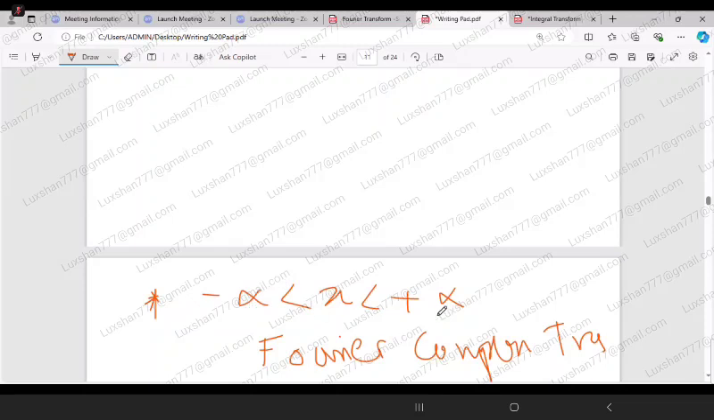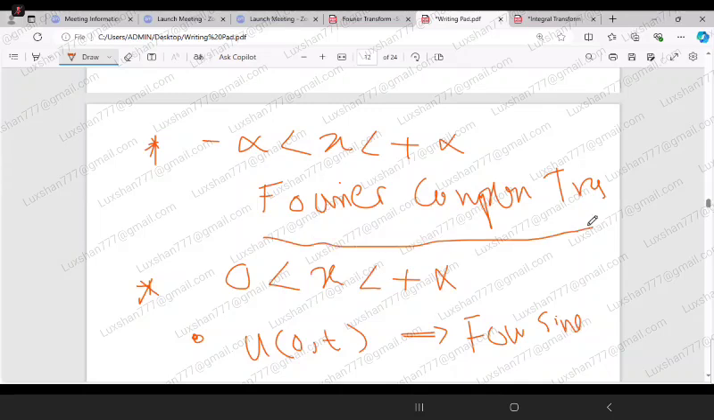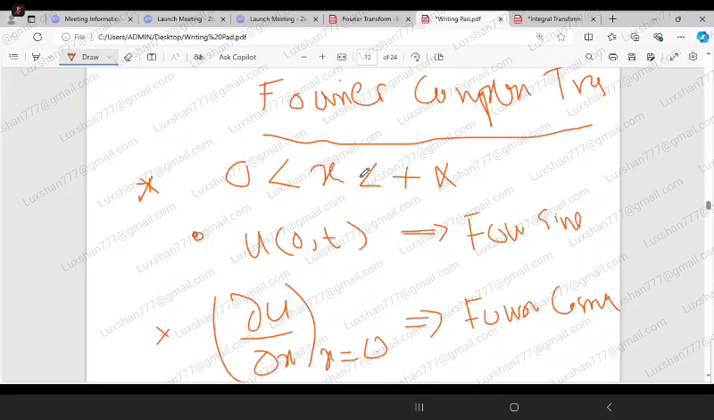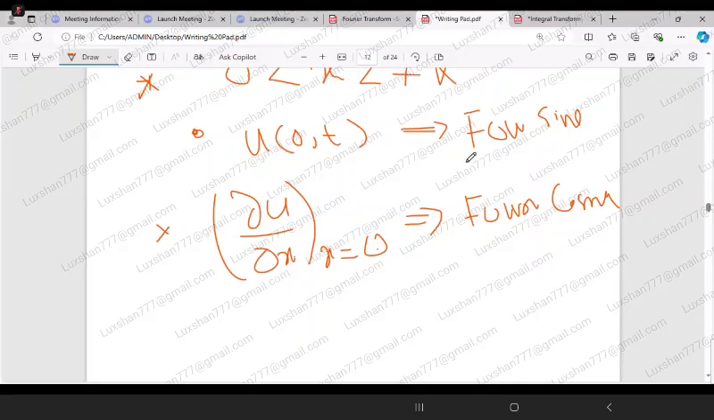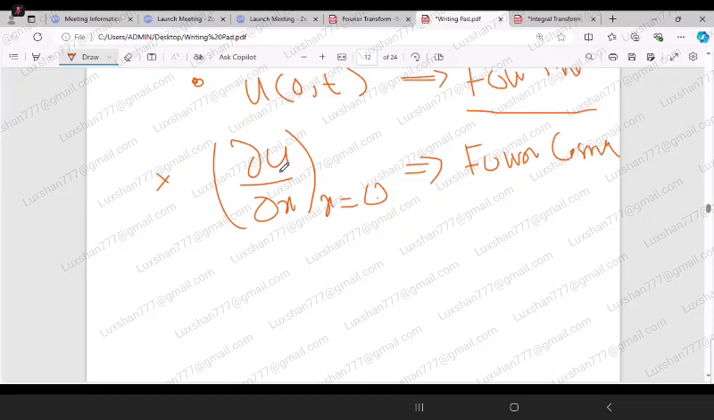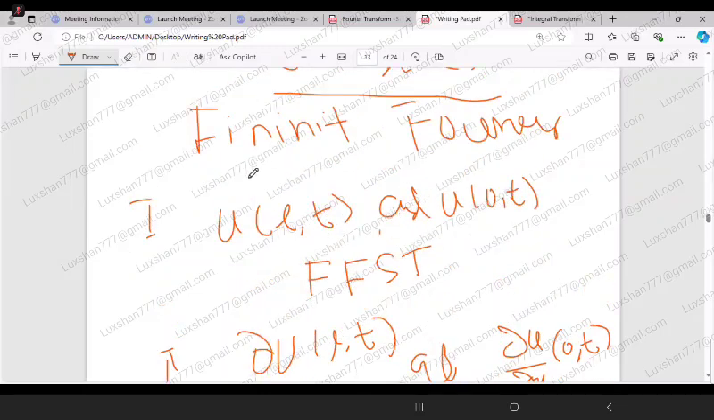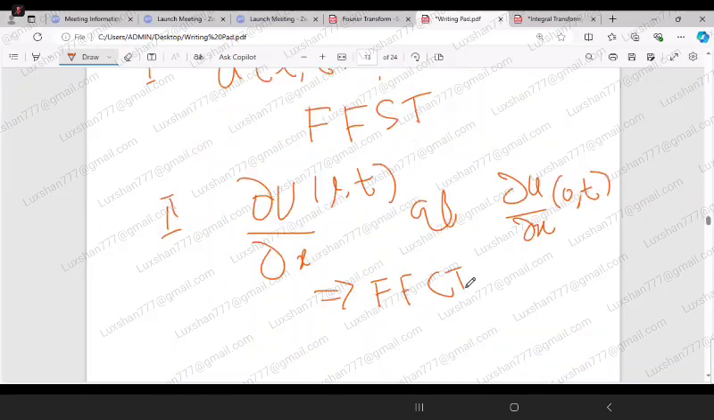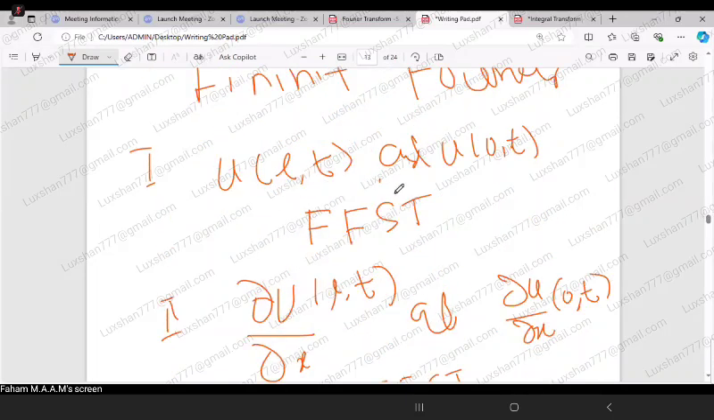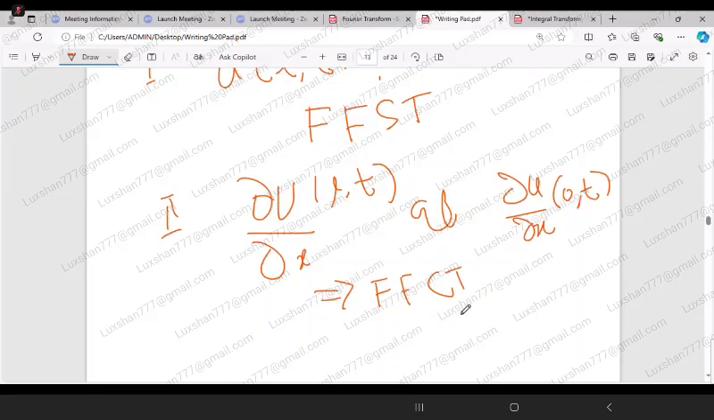If the range is minus infinity to plus infinity, you have to go for Fourier complex transform. If the range is 0 to plus infinity, and if you know u 0 comma t, then you go for Fourier sine transform. And if the range is 0 to infinity, and if you know the derivative of u with respect to x, then you go for Fourier cosine transform. Here, the range is finite, 0 to L, then you have two choices. One is finite Fourier sine transform. The second one is finite Fourier cosine transform. If you know u L comma t and u 0 comma t, then you go for finite Fourier sine transform. And if you know these two things, then you go for this one.